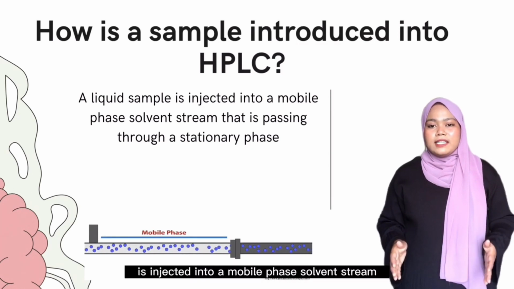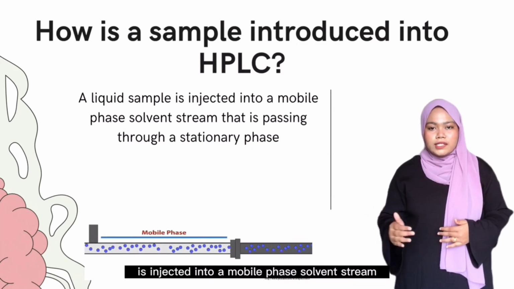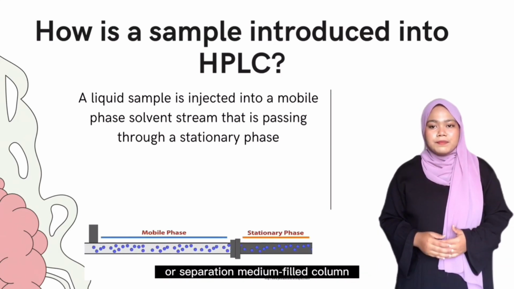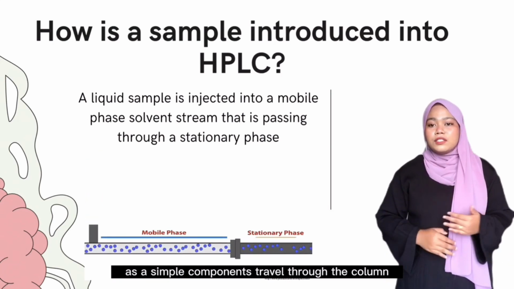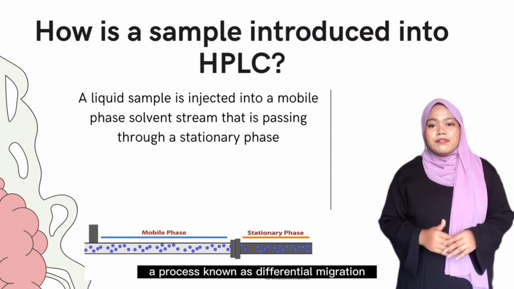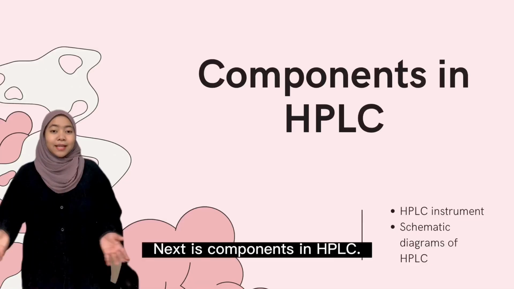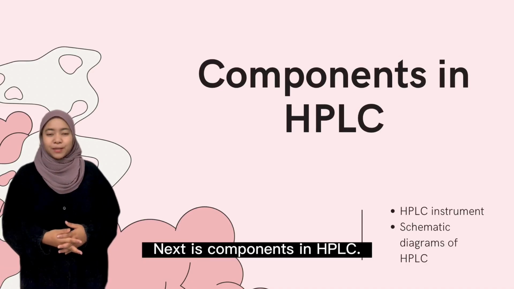A liquid sample is injected into a mobile phase solvent stream that is passing through a stationary phase or separation medium filled column. As the sample components travel through the column, a process known as differential migration separates them from one another. Next is components in HPLC.